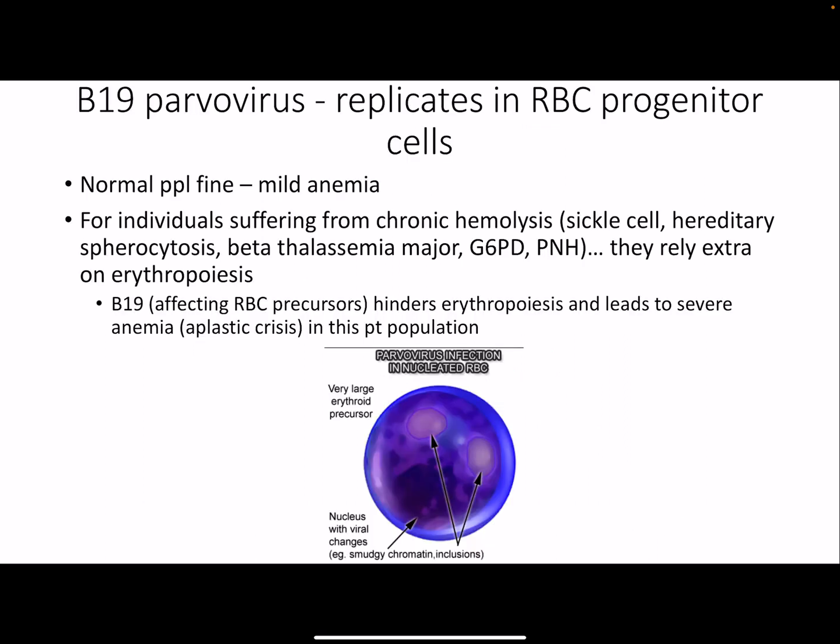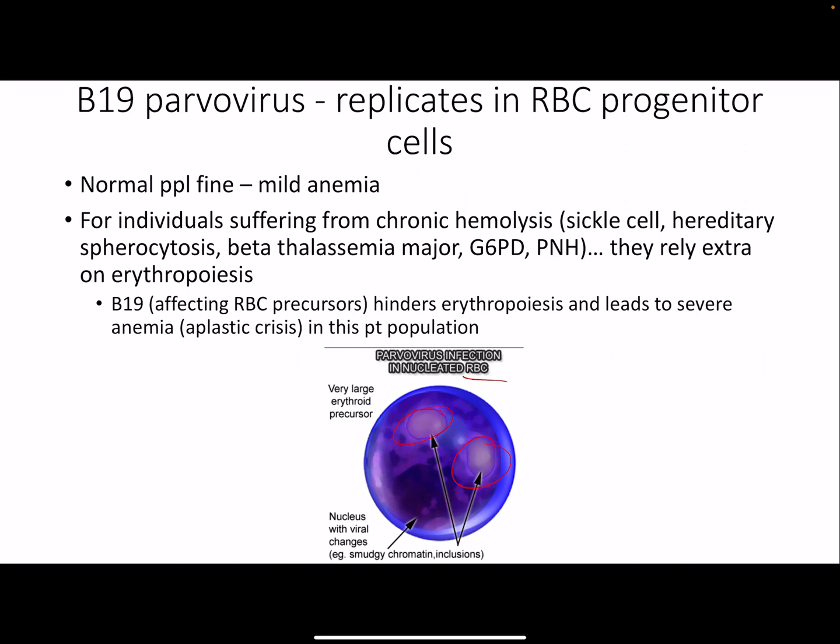B19 parvovirus, so this is going to get into the bone marrow and replicate inside of, so this is our red blood cell precursor. This is going to get inside and replicate there. So normal people, maybe we'll get a little sick, often kids, like mild anemia, but nothing too bad. Because we're having a little bit of a hard time with erythropoiesis, but our red blood cells last for 120 days and we're fine. We have plenty of red blood cells.